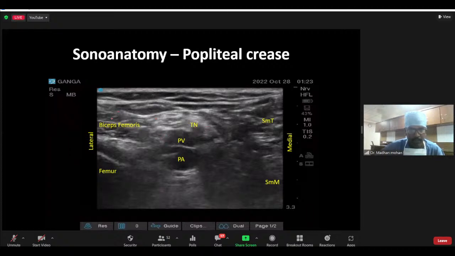This is the tibial nerve, and on the lateral side, the muscles are the biceps femoris, the short head and long head of the biceps femoris. On the medial side, the semitendinosus muscle and the semimembranosus muscle. Since my orientation marker is lateral in a transverse orientation, this will be lateral, this is medial. And deeper, you will get the femur. This thick hyperechoic line is the femur, followed by its acoustic shadow. This anechoic shadow is because of the femur bone. This is the starting point for all questions. This is the first image you'll get once you keep the probe in the popliteal crease.